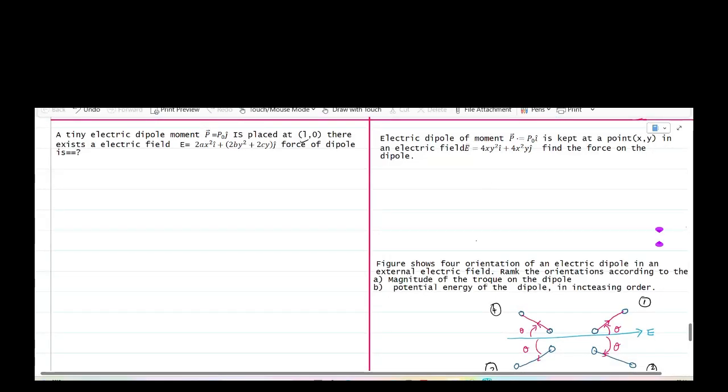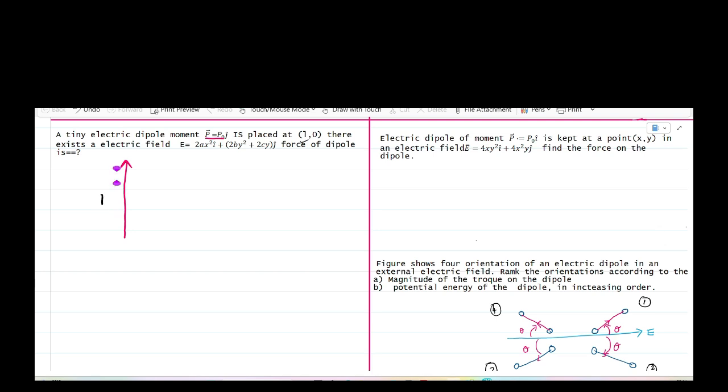This is another model. A tiny electric dipole moment P, from the diagram, is along the j cap. So P is P naught j cap. Place it here at L comma 0, not 1 comma 0, L comma 0. There exists an electric field in this plane, 2a x square i cap, and this is given. So here the dipole is along the y axis. This is the dipole moment P naught.